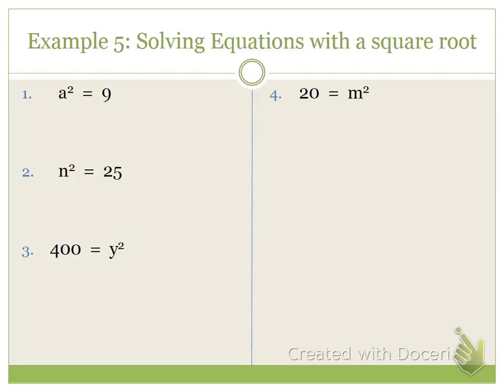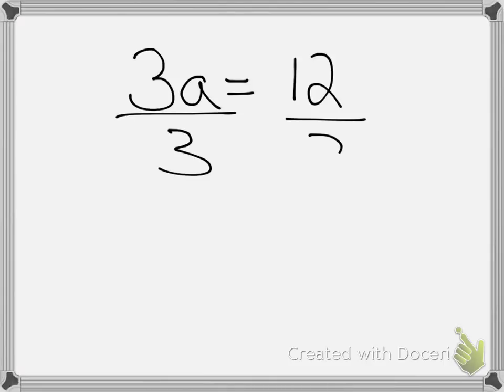All right, look at example 5 now. Solving equations with a square root. Before we do this, I want to switch gears just for a second. How would you solve this equation? 3a equals 12. How would you solve this? Divide everything by 3. Because what's our ultimate goal? Our goal is to get a by itself.